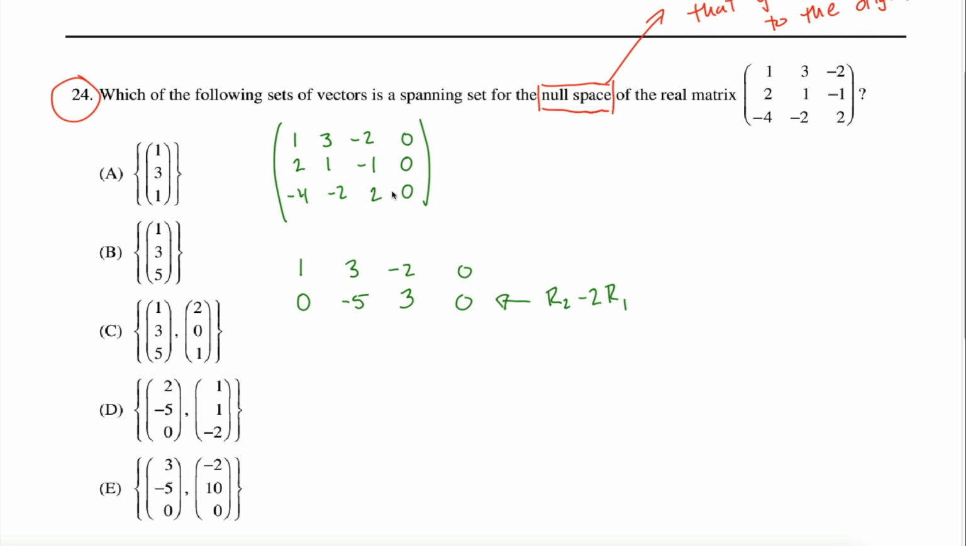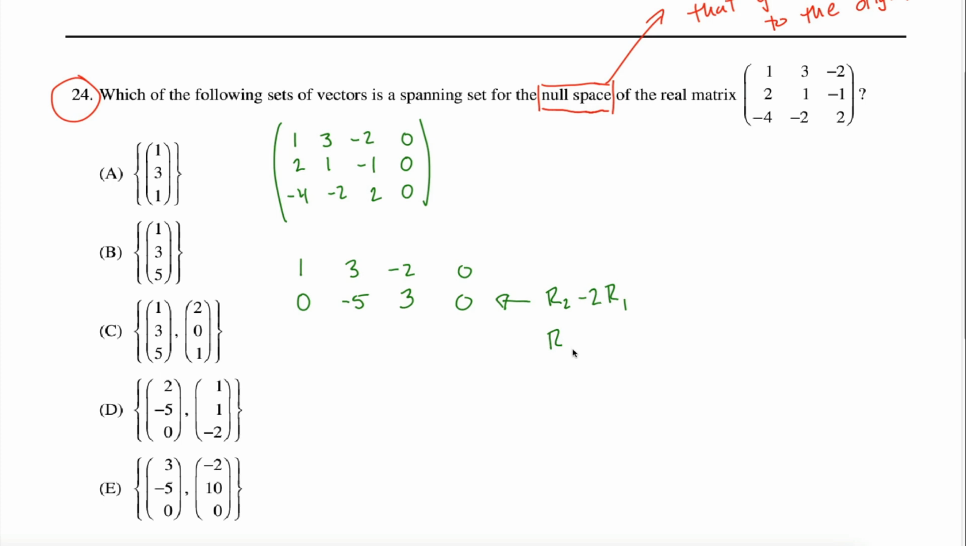Same idea with my third row here. I want this to be a 0. So I can either take my old third row and add 4 of my first row, or take my old third row and add 2 of my old second row. I'm going to do that latter thing because not only will that make this a 0, it'll also make this a 0, and this is 0, which is kind of nice.